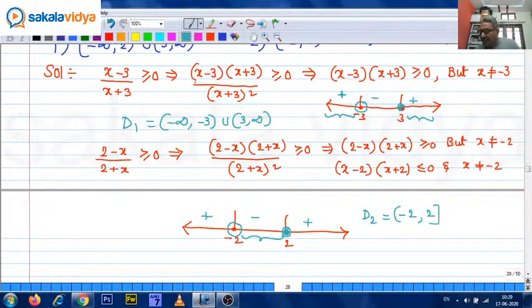So now we need to find out 3 is included. Yes, 3 is included. It's correct. Minus 3 is excluded, 3 is included. Right, absolutely correct. 3 is included. Yes.